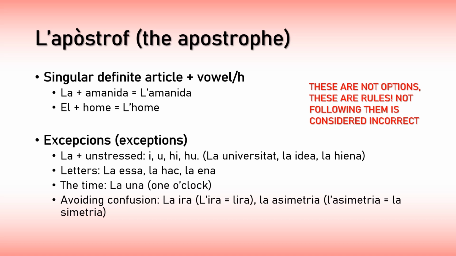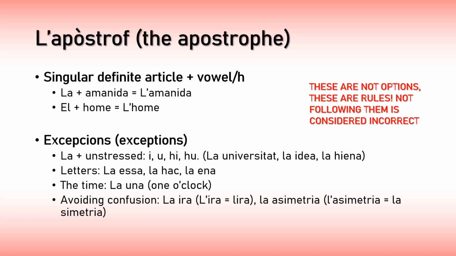A very clear example, I think, is la asimetria. If you were to use an apostrophe, it would sound like la simetria, which means the symmetry, but you're actually referring to the complete opposite. You want to say the asymmetry, so you don't use an apostrophe, and so you mark that difference, la asimetria.